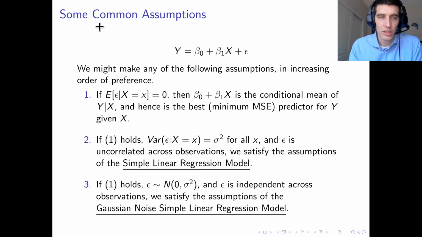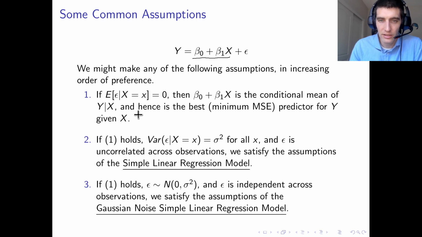All right, so some common assumptions here. We've already assumed this on the previous slide, but I just want to enumerate them. This is the most basic assumption: epsilon is mean 0 for every x. If that's the case, then this term here is the conditional mean of y given x. We know that because we can apply the conditional mean to both sides. The epsilon will cancel because it's going to be 0, and we're left with the conditional mean of y is just this expression. Okay, so that's good for us.